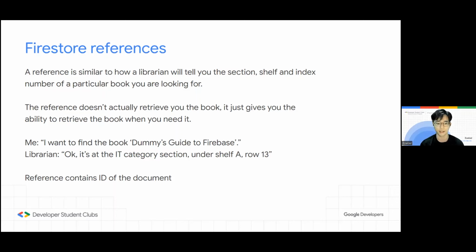For example, I want to find the book Dummies Guide to Firebase. The librarian is like Firebase, right? So you say, okay, it's at the IT category under shelf A, row 13. Whenever I need the book, I will go to that location myself and get the book that I require. Something that is more translatable would be that the reference contains the ID of the document, similar to how every book has its own ID also. And that's how we identify where and how to find them.